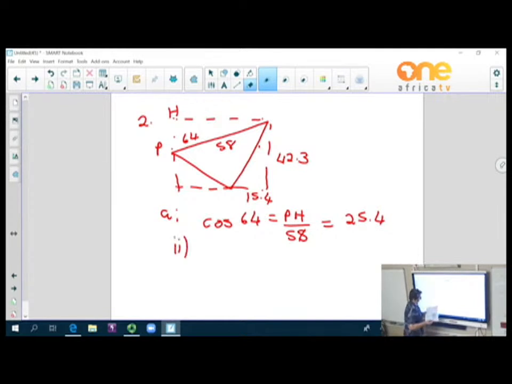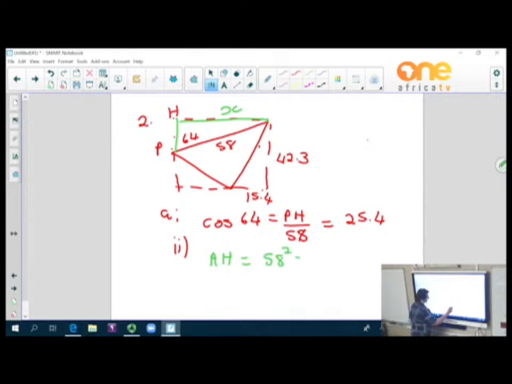Then A2. Now east of P, and now they say we have to calculate HA. So now we're looking for this, but we're still working in this right angle triangle there. Can you see? So this time you can use Pythagoras, or you can use sine, we can use any one there. So AH is equal to the square root of 58 squared minus 25.4 squared. You might use another function as well. And it gives you 52.1 meters.